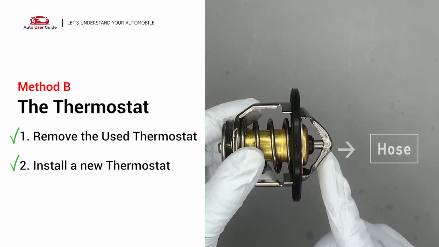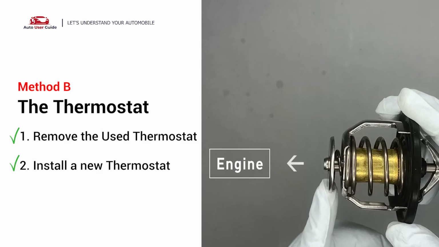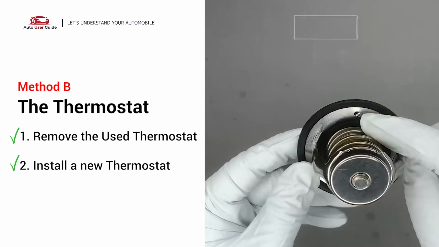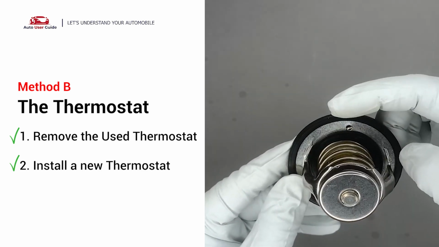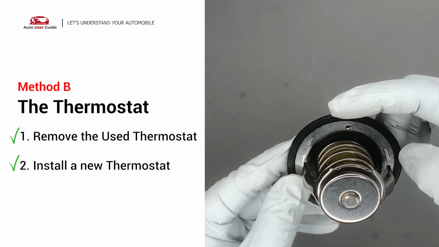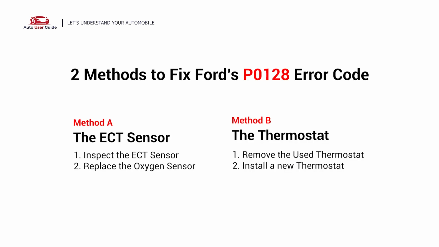You need to make sure the short end goes toward the hose and the deep end goes towards the engine. When you install it back into the engine, make sure the jiggle valve is pointed straight up to the top of the engine, so the air can get through the system. So here are two practical methods to fix the P0128 error code.